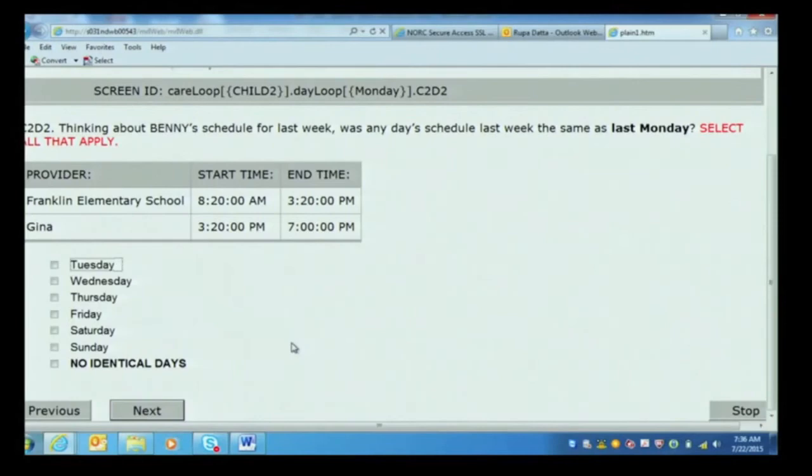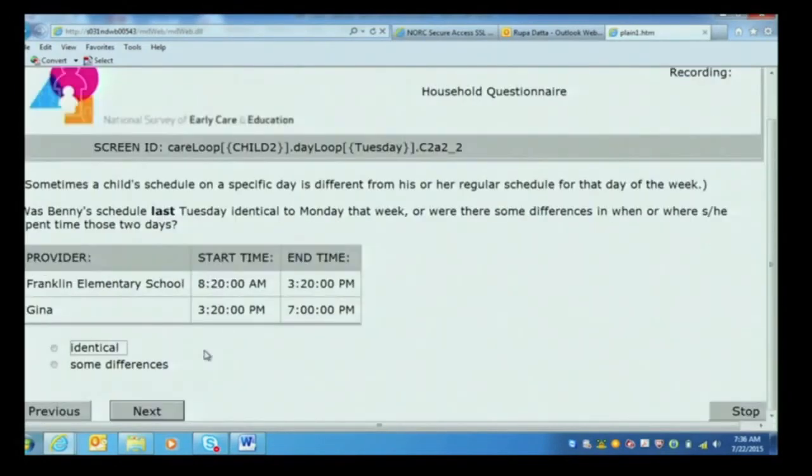Okay, thinking about Benny's schedule for last week, was any day's schedule last week the same as last Monday? Yes, Tuesday and Thursday were the same. And was Benny's schedule last Tuesday identical to Monday that week, or were there some differences? They were identical.